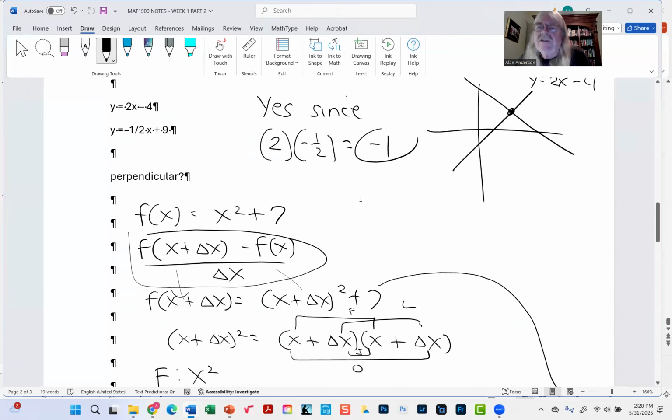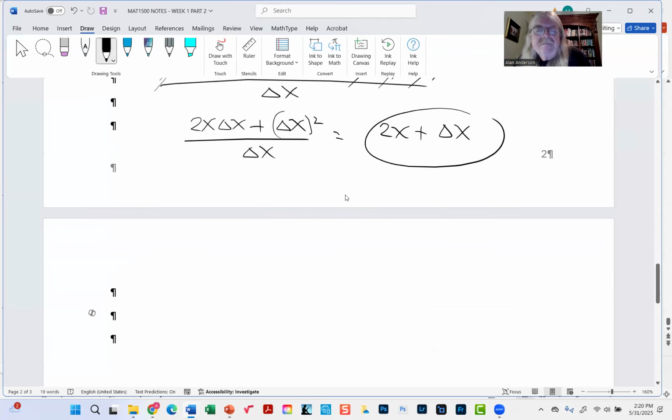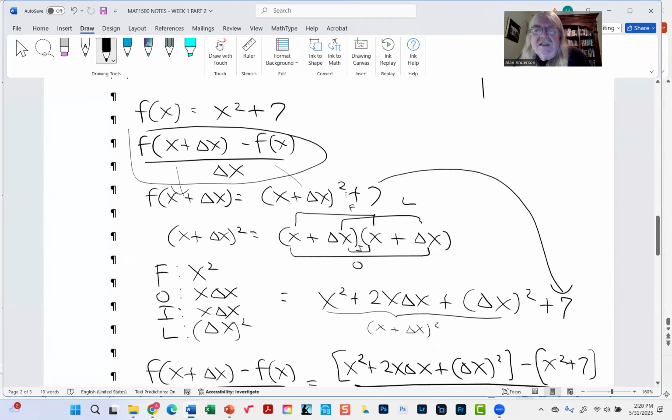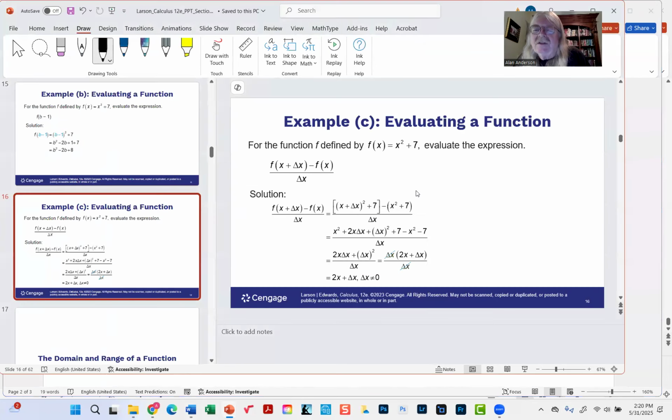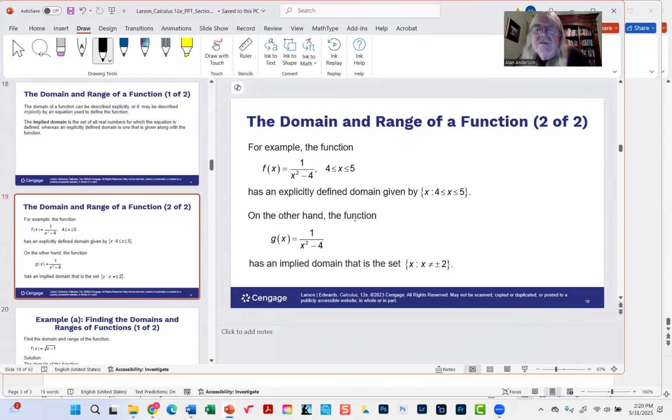And again, right now you're saying, what in the world are we supposed to do with this? You'll see in, I think, chapter 3 what this is for. All right, so you can see why they're using this as their example. All right, the domain and range.